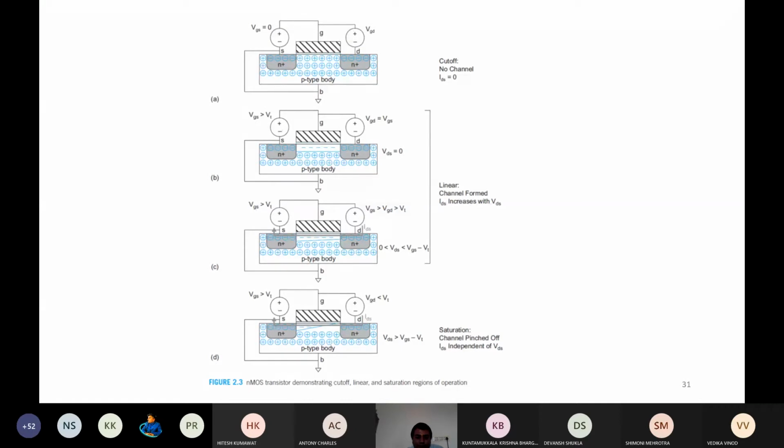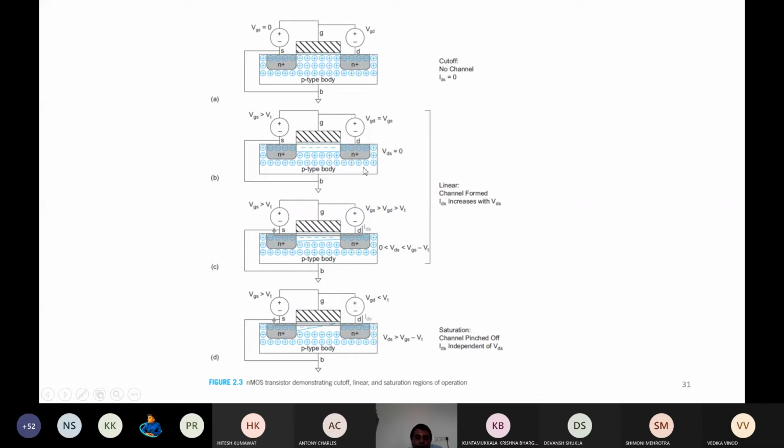The second case is saturation, which happens when VDS is greater than VGS minus VT. In the earlier case, VDS was less than VGS minus VT. This is the operation when drain voltage is applied, gate voltage is applied, and the source is grounded. So this transistor was working in the linear region. The channel was only just formed, and the drain to source voltage was just equal to the gate to source voltage.